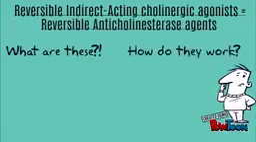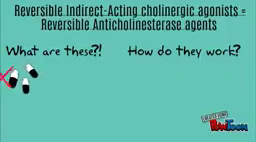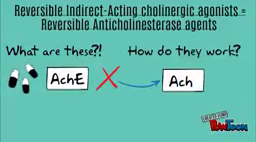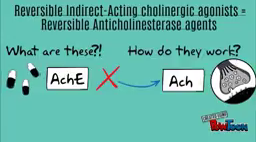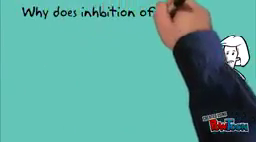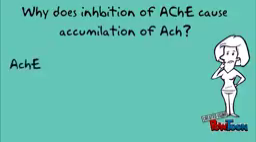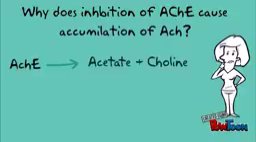So what are these and how do they work? Simply, they are drugs that act indirectly by inhibiting cholinesterase enzyme, causing accumulation of acetylcholine within the synapse. Someone who doesn't know the function of acetylcholinesterase will wonder, why does its inhibition cause accumulation of acetylcholine? Acetylcholinesterase is an enzyme that specifically cleaves acetylcholine to acetate and choline, thus terminating its action.